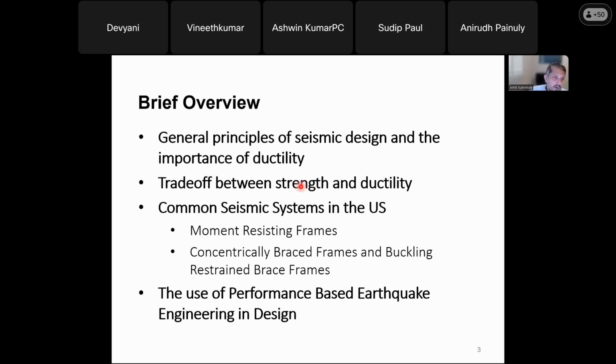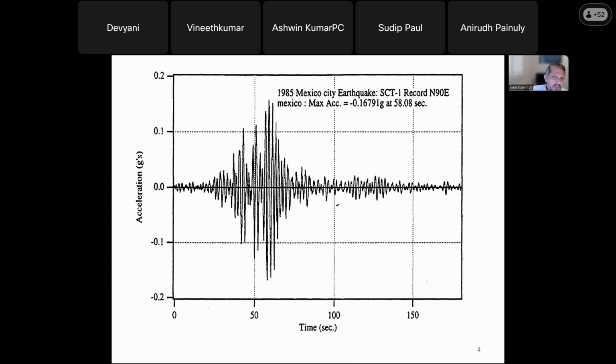But before that, I'll talk about moment resisting frames with some level of detail. And I'll talk a little bit about how we design the system and the kinds of things we have to think about also for connection design of these systems. All right, so some of these things we'll go through, and finally I'll have a slide or so talking about performance-based earthquake engineering in seismic design.